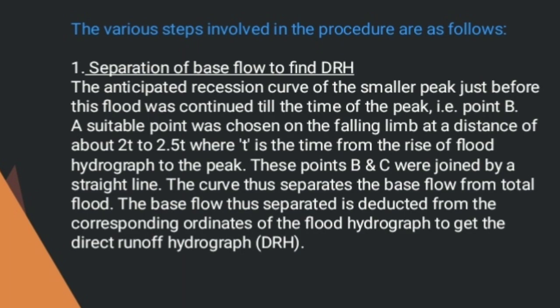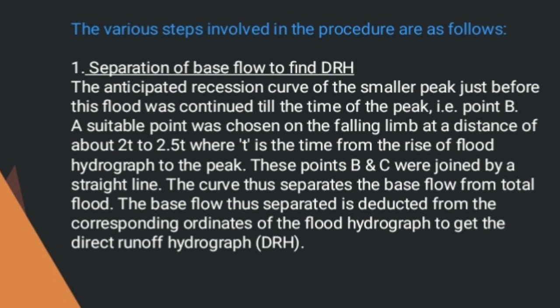1. Separation of base flow to find the DRH. The anticipated recession curve of the smaller peak just before this flood was continued till the time of the peak, point B. A suitable point C was chosen on the falling limb at a distance of about 2t to 2.5t, where t is the time from the rise of the flood hydrograph to the peak. These points B and C were joined by a straight line. The curve thus separates the base flow from the total flood.